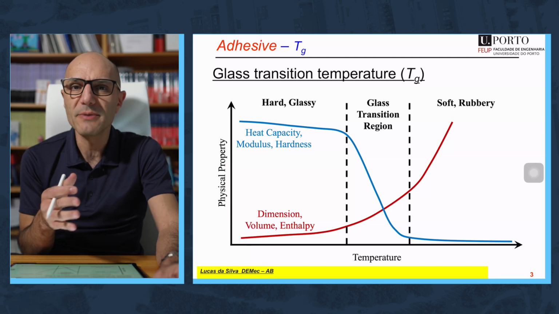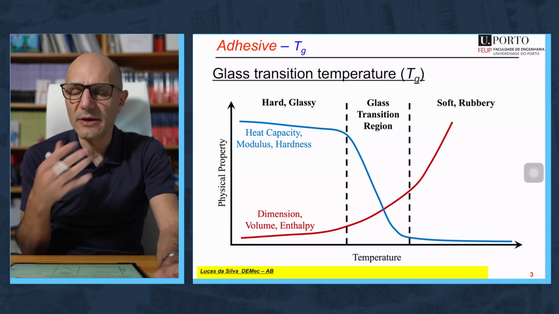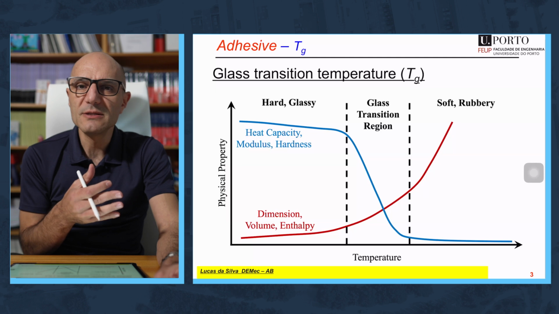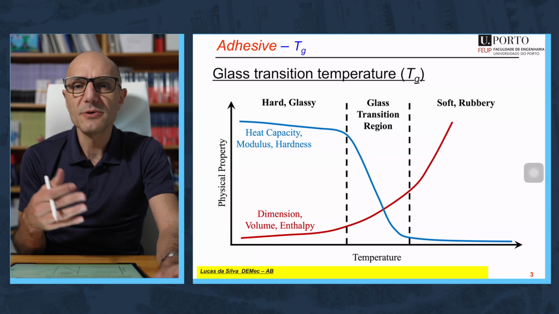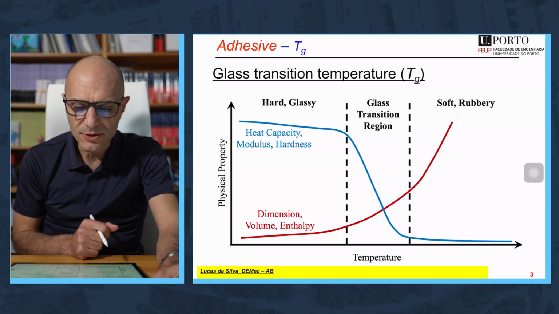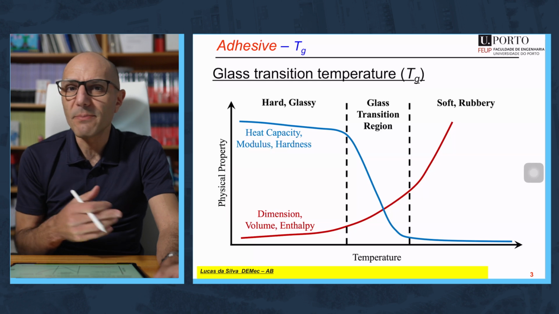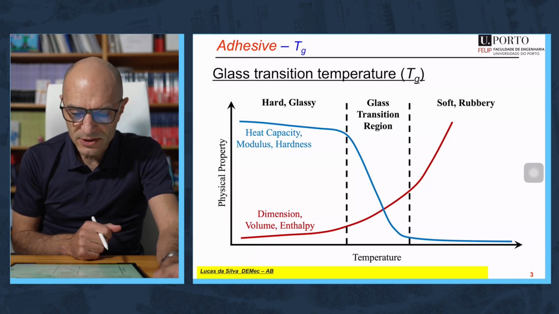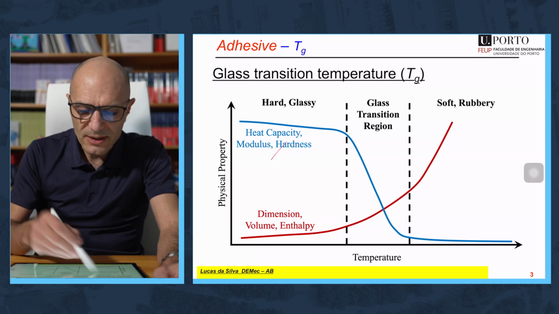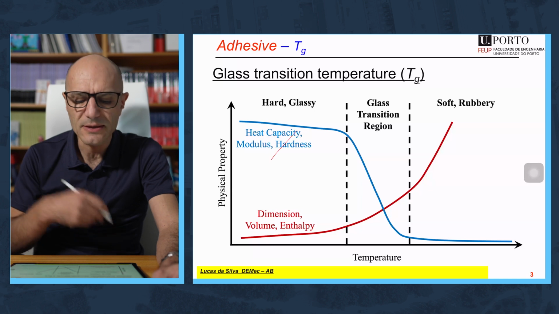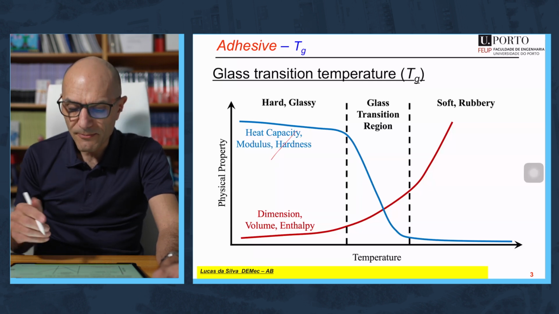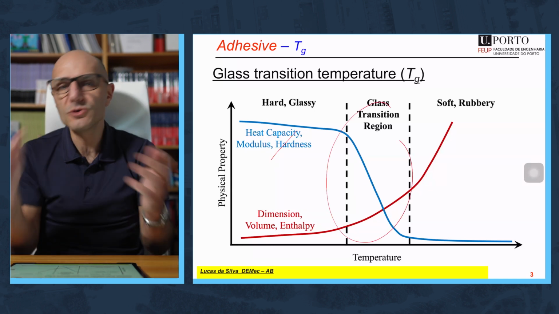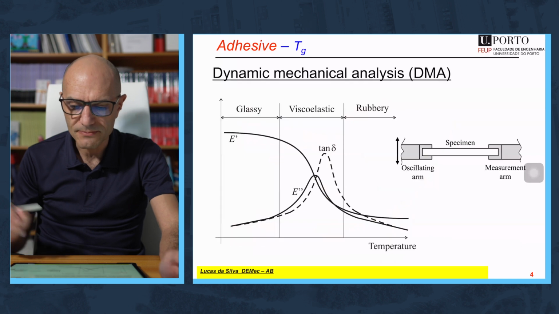This is a key point because a structural adhesive is only structural if it is used below TG. Fortunately, there are many ways to measure the TG. Every property will have a big change at TG. It can be the heat capacity, modulus, hardness, dimension, volume, etc. At TG, a huge change in the property.